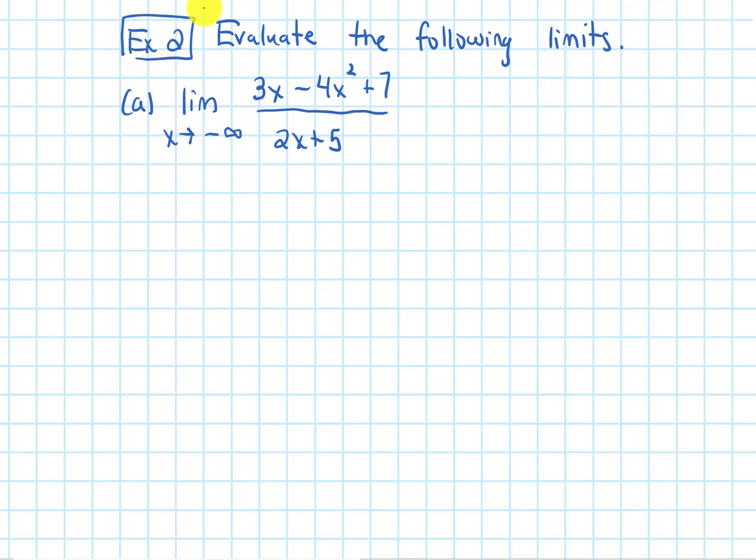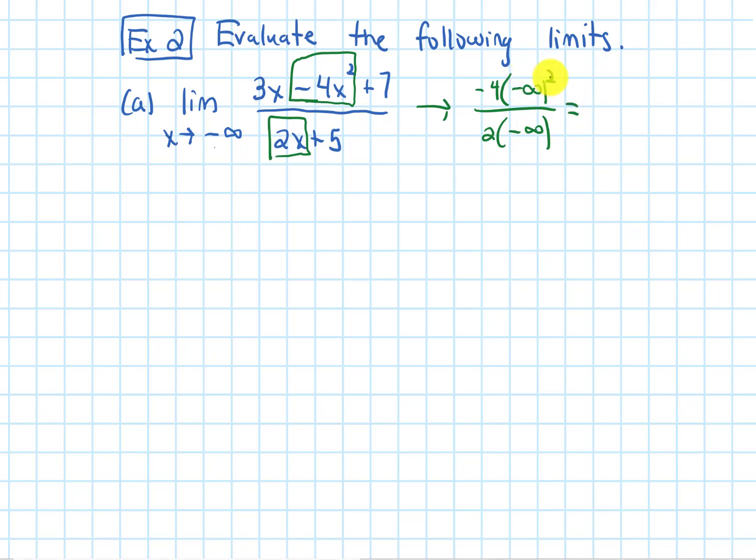Let's look at another example. In part A, I want to evaluate the limit as x approaches negative infinity of 3x minus 4x squared plus 7 on top over 2x plus 5 on the bottom. Before I get into simplifying this, if I use my idea from before about the dominating terms, the biggest power on top is this minus 4x squared term. The biggest power on the bottom is 2x. If I were to just plug into those, I would end up with minus 4 times negative infinity squared on the top. On the bottom, I would end up with 2 times negative infinity.